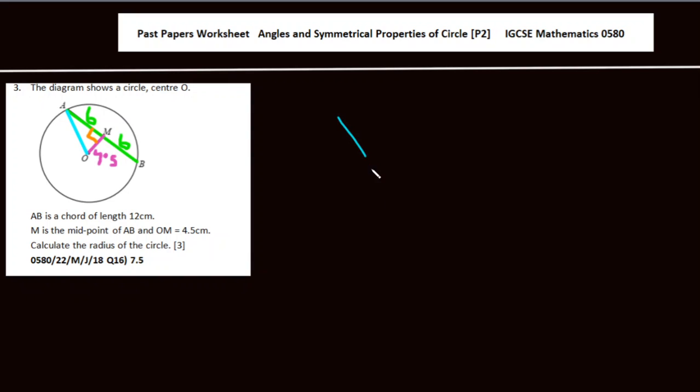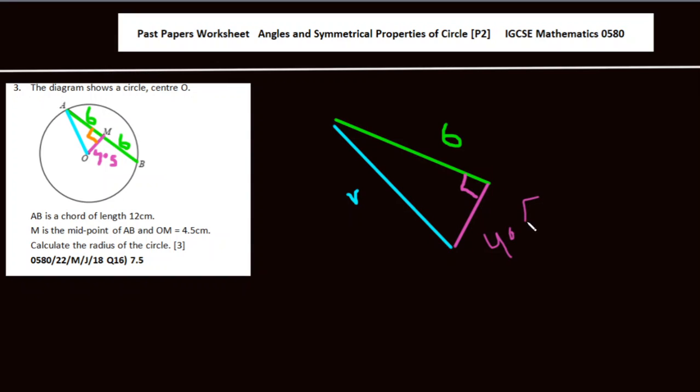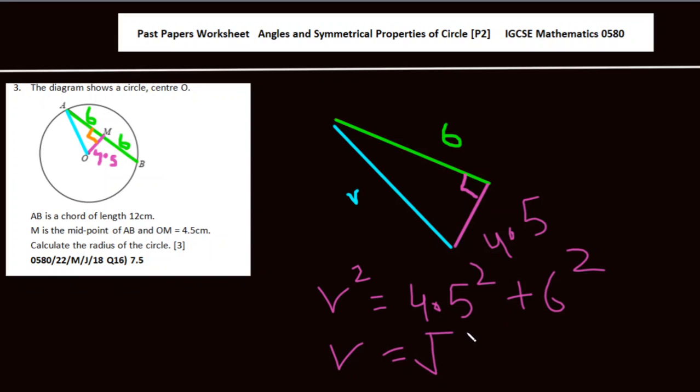So we have a right angle triangle actually. This is the radius that we need to find, and then we have a length 6, and then we have a length 4.5, and there's a 90 degree angle in between. So we'll simply use Pythagoras theorem, which is r squared equals 4.5 squared plus 6 squared, and then to find r we'll take the square root of this, and your calculator will give you the answer, which will hopefully be 7.5.